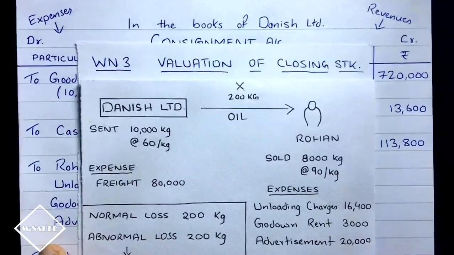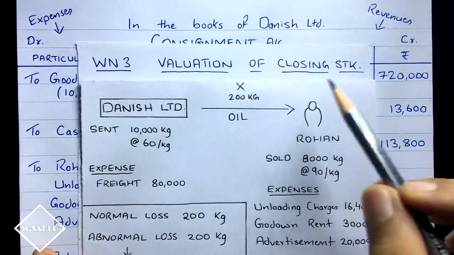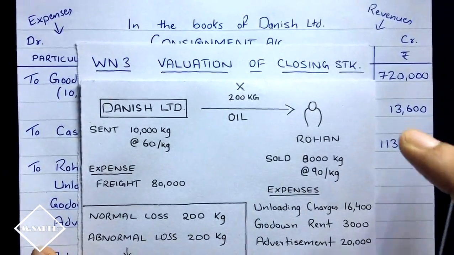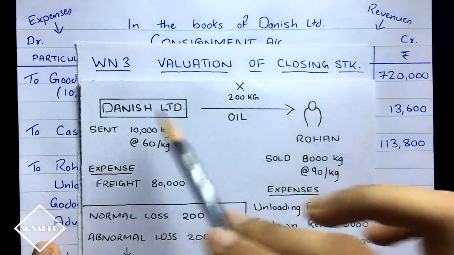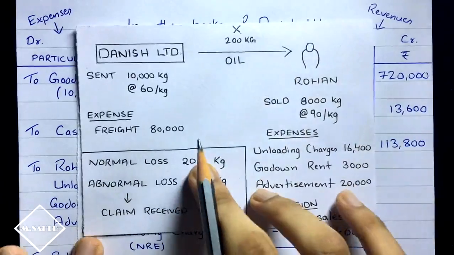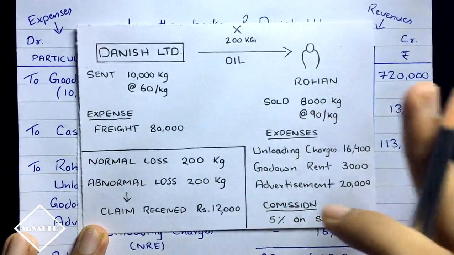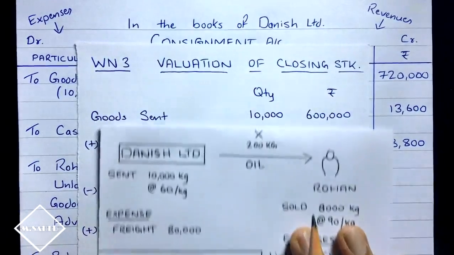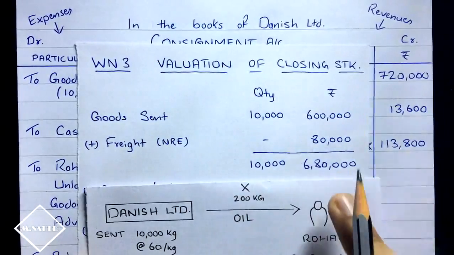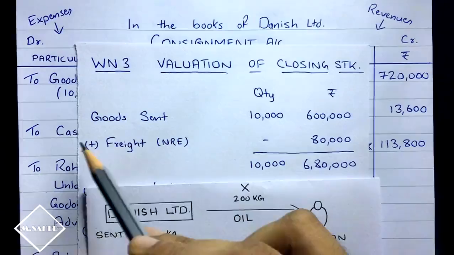Now after the calculation of the quantity of closing stock, we have to do the valuation of closing stock, and it's very simple. See, the first thing you have to do is go sequentially, okay? You have to go in sequence, and here there is normal loss as well as abnormal loss, so the method is slightly different than the previous method. So first, prepare this working note and take a quantity column and an amount column. Simple. Okay, so the first thing to take is the goods sent to consignment.